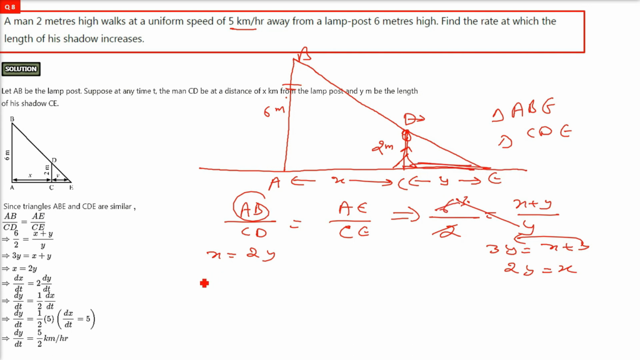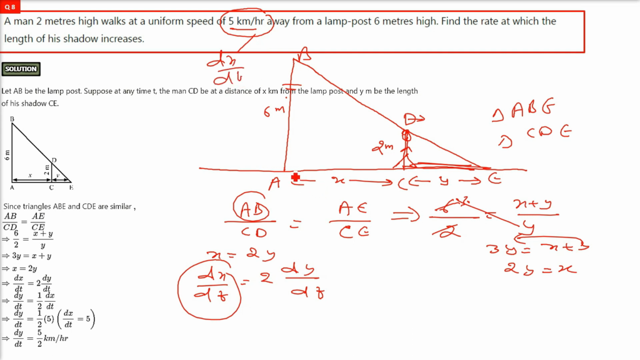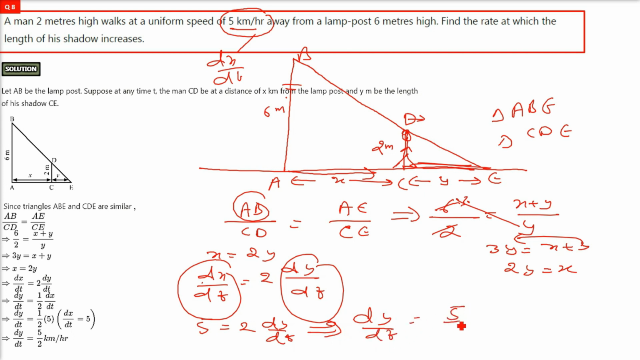Differentiate both the sides. One of the things is already given, because the rate at which the man is moving away from the lamppost is given as 5 km an hour. So dx by dt, because the distance of the man from the lamp we have taken as x, is 5, and dy by dt is what is to be computed, which is the rate at which the length of his shadow increases or decreases. So dy by dt is 5 by 2, which is 2.5 km an hour. Please remember, in these types of questions the units are very important. If you don't write the unit, then marks will be deducted. It will be 2.5 km an hour.